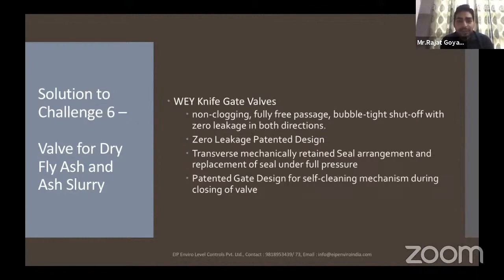These are special non-clogging valves with zero leakage. When we say zero leakage, it's better than class 6 bubble tight shut off. So we have this bubble tight, zero leakage, patented design of these valves. Then we have a transverse seal, a mechanically retained seal. The specialty of these knife gate valves is that under full pressure the seal can be replaced.